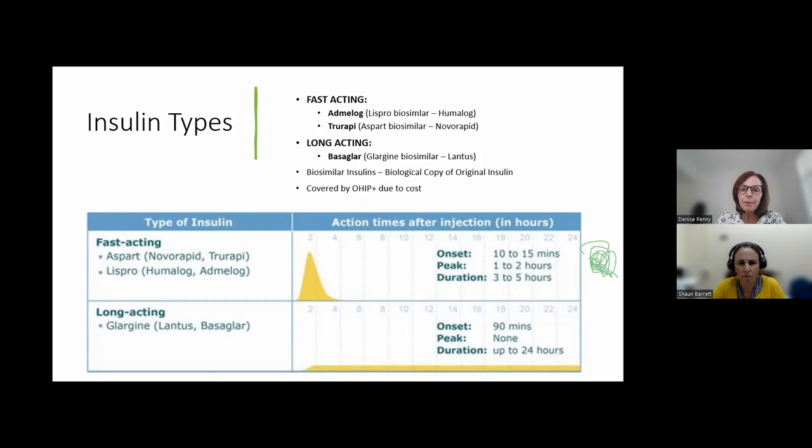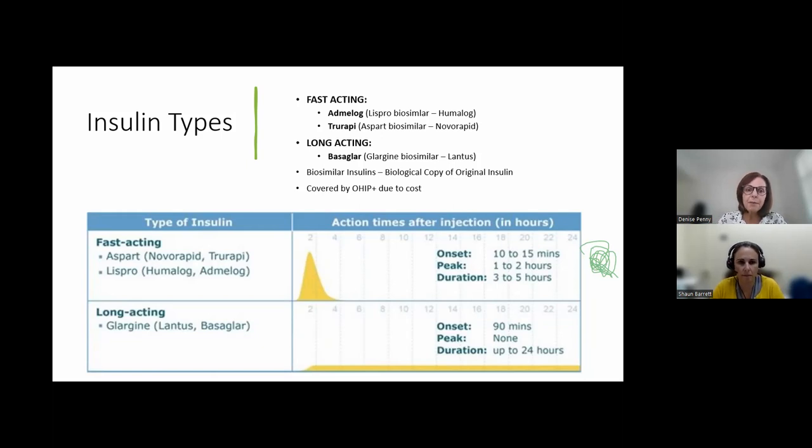Basically, the biosimilars are a biological copy or are very similar to the insulin that they are alike, such as NovoRapid or Humalog. The reason why we're doing more of the transition to these biosimilars is based on funding. As of December, the OHIP Plus will not be covering the cost of NovoRapid or Humalog, but rather the biosimilars. And for those children that do have third-party insurance, some of the insurance companies are also saying the same. So if you're not familiar with those, that's what you'll be seeing.